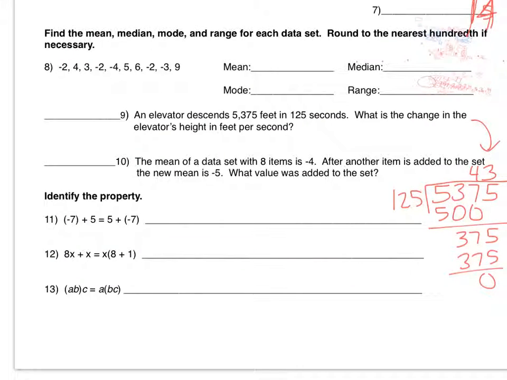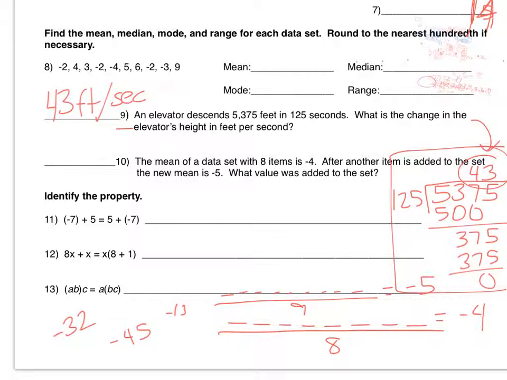For number 9, all I'm going to do is take 5,375 divided by 125, and so the change in the elevator's height per second would be 43 feet per second. And you might be thinking, can I use a calculator? No, in this case it comes out to a nice, neat answer. You just need to know how to set up the problem and be very proficient in your math facts and your division algorithm to get that problem finished.